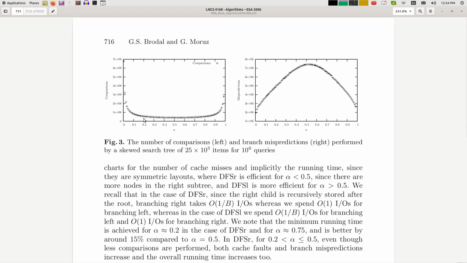Okay, so let's look at the results of the experiments. We have the comparisons here, and they are consistent with what theory predicts. It's basically the same shape. And the mispredictions are also consistent with the theory. At the middle point, where the tree is perfectly balanced, you have maximum mispredictions. As the skewness goes up in this direction, the number of mispredictions goes down, and it's easier for the hardware to figure out what's going on. But of course, we're not here for this. We're here for the running time.